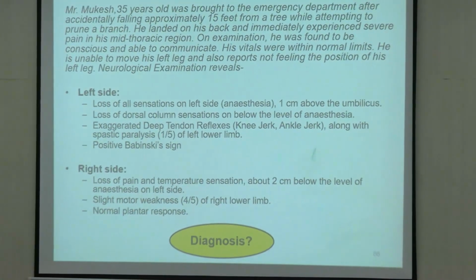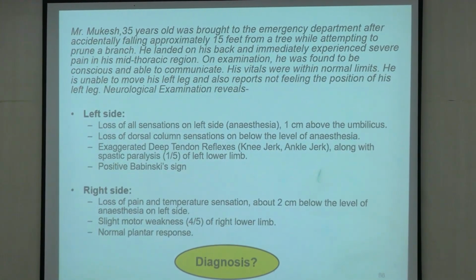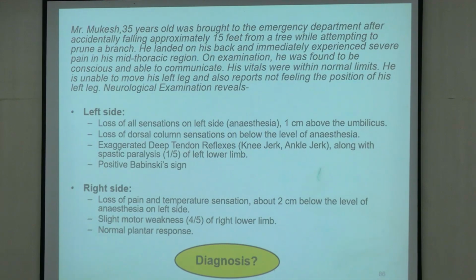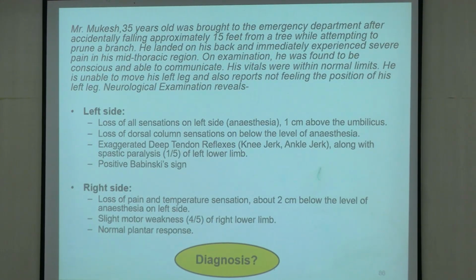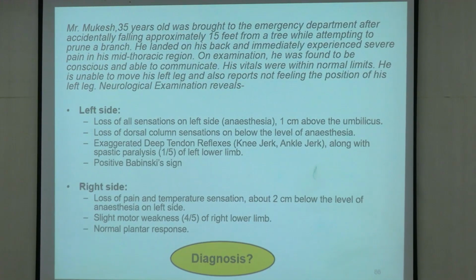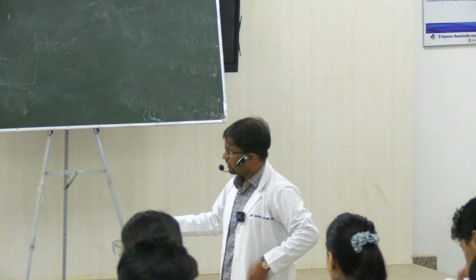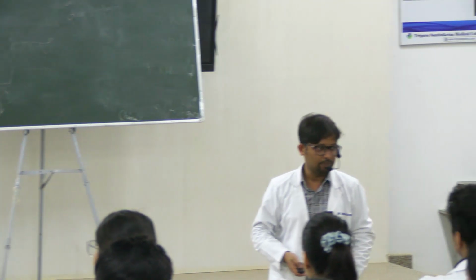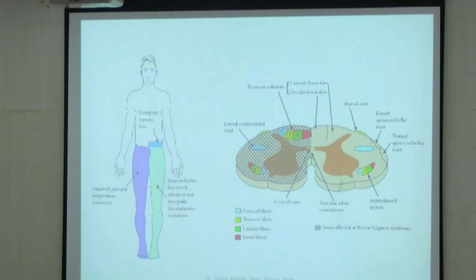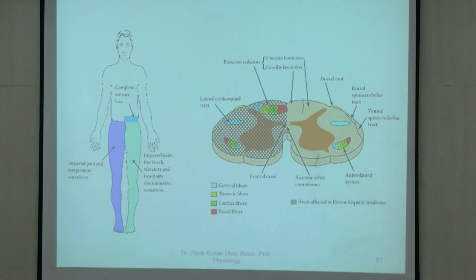This is a grading of the power. The remaining 20% of fibers, which do not cross at the medulla, cross at the level of the spinal segments, forming the ventral corticospinal tract. So those crossing at T9 supply the motor function of the right side of the body, but the contribution is less, 20% only. So that's why you have slight motor weakness of the right side. This type of pattern is called Brown-Séquard Syndrome, hemisection of the spinal cord, right?